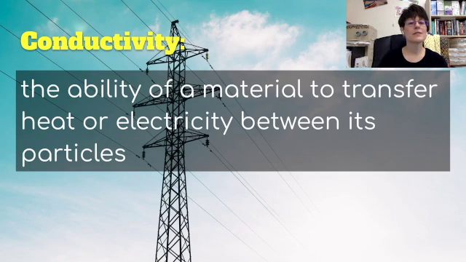There's also conductivity. This is the ability of a material to transfer heat or electricity between its particles. In the picture in the background, you can see wires, probably copper wires, carrying electricity through them. Now, if a material like copper is a good conductor of electricity, it's also a good conductor of heat generally. That's why we use metal pans a lot of times when we are cooking and baking.